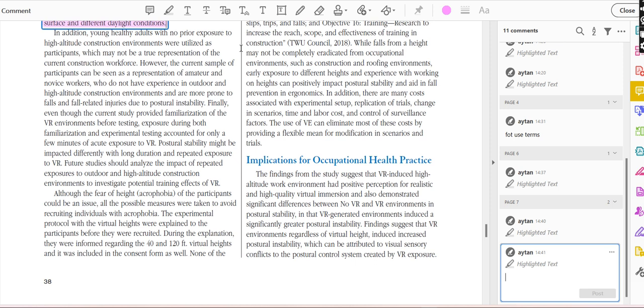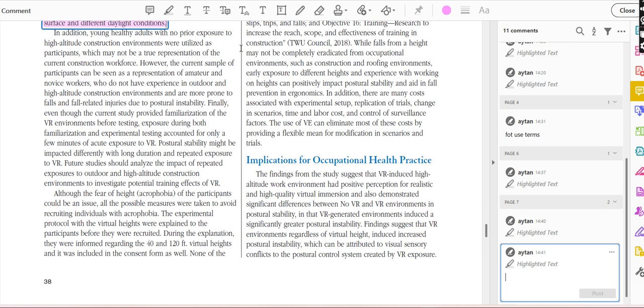Finally, even though the current study provided familiarization of the VR environments before testing, exposure during both familiarization and experimental testing accounted for only a few minutes of acute exposure to VR. Postural stability might be impacted differently with long duration and repeated exposure to VR. Future studies should analyze the impact of repeated exposures to outdoor and high-altitude construction environments to investigate potential training effects of VR.